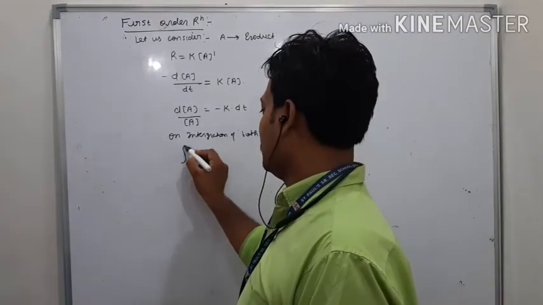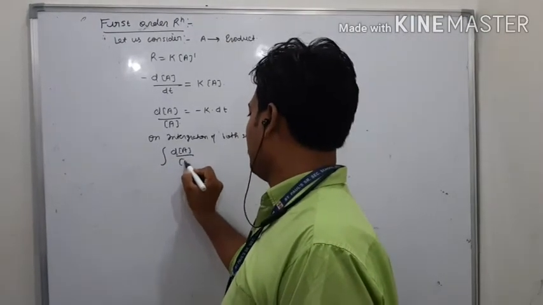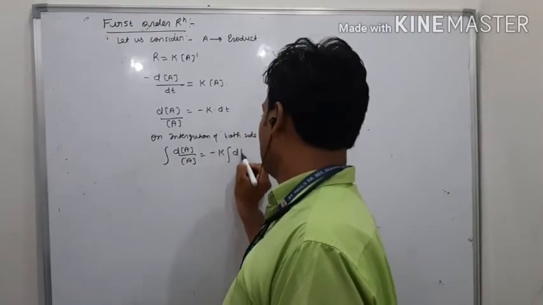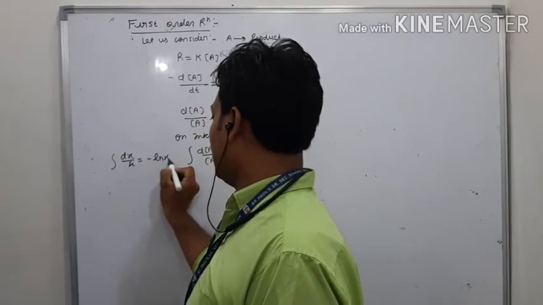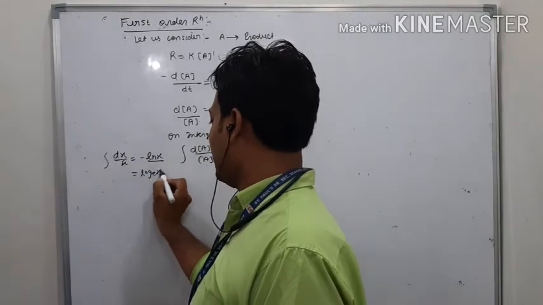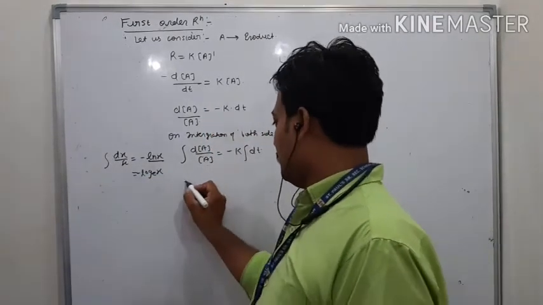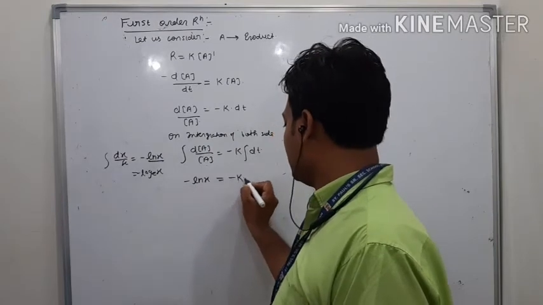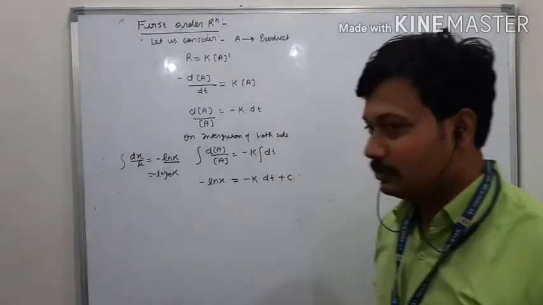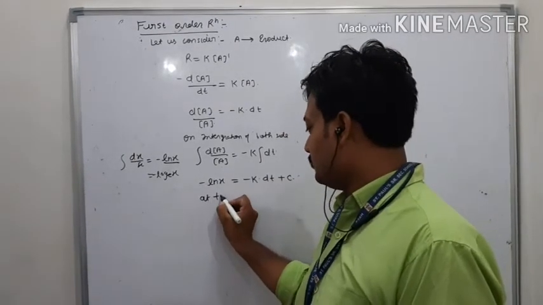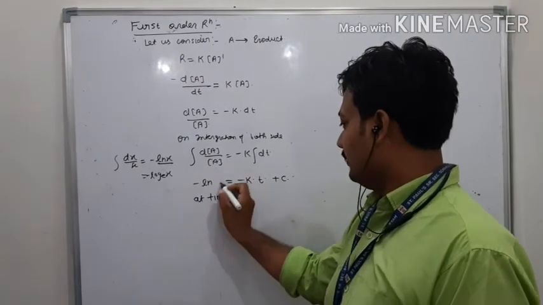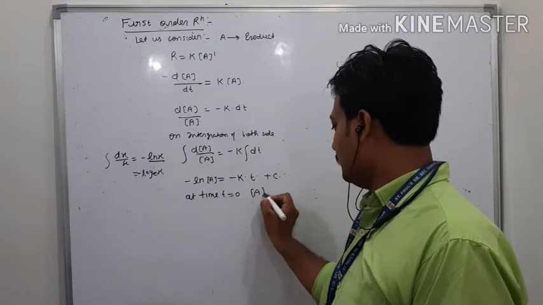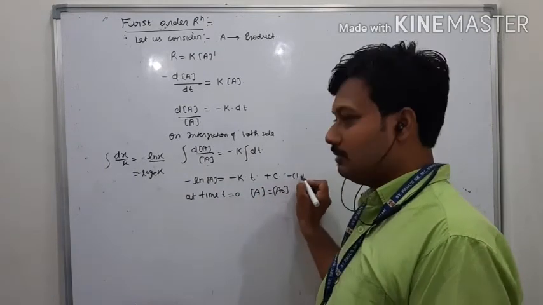So here we have the integral of dA upon A equal to the integral of minus k dt. As you know, the integration of dx over x is equal to ln x, the log to the base e. So here we get ln A is equal to minus k into t plus c. Students, at time t is equal to 0, A is equal to A naught. This is equation number first.